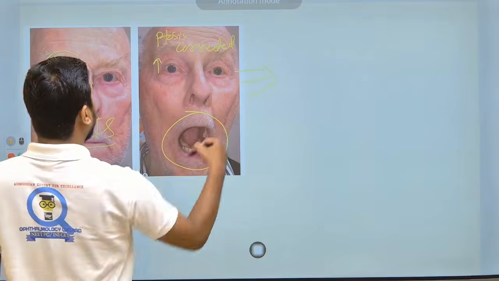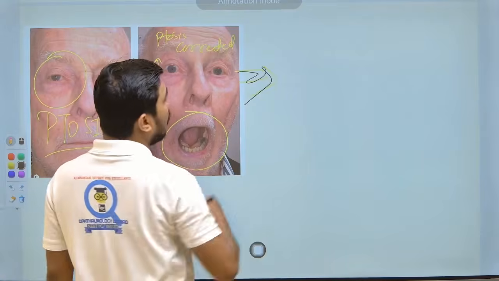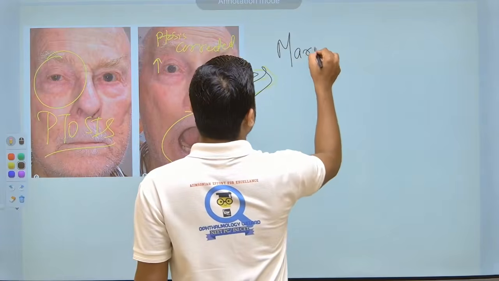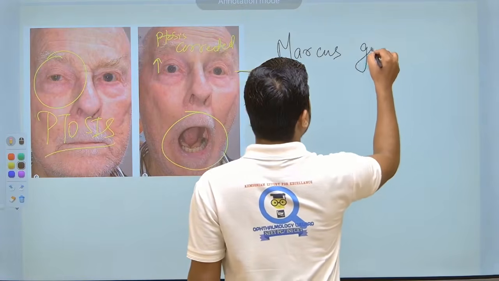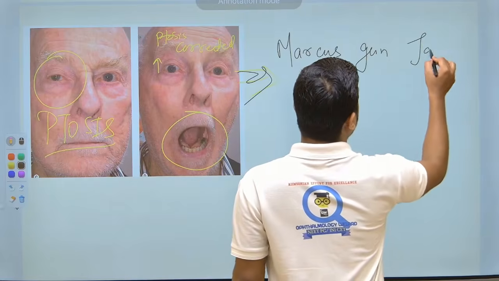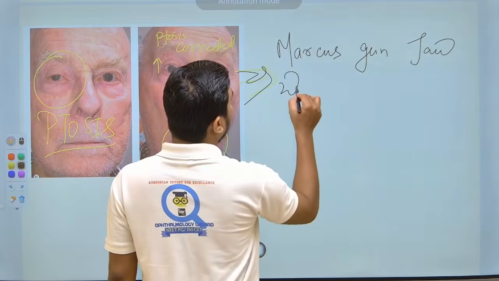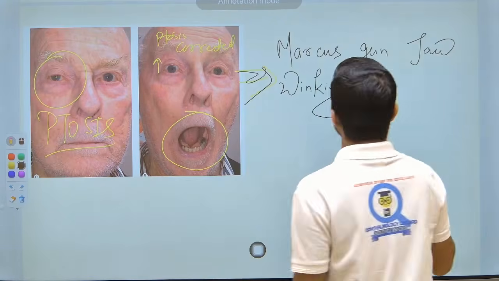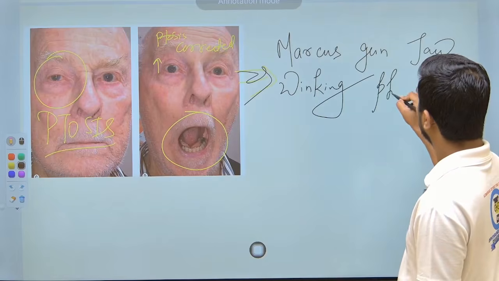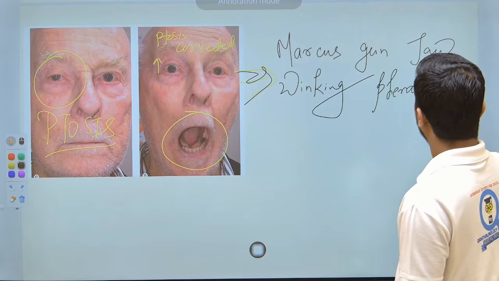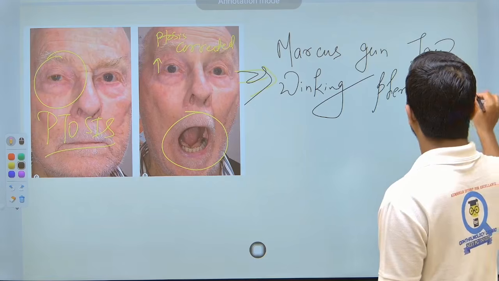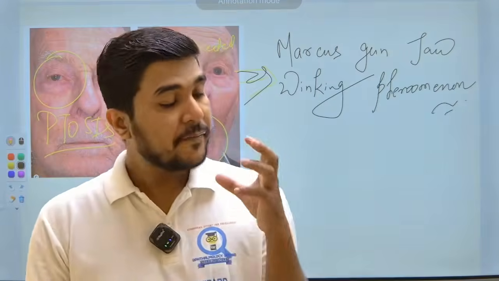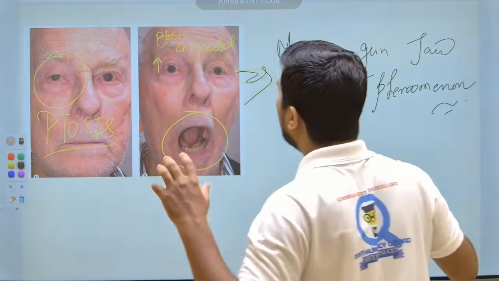What is this phenomena called? This phenomena is known as Marcus-Gunn jaw winking phenomena. This is called Marcus-Gunn jaw winking phenomena. Understood? If I am telling you that this is the Marcus-Gunn jaw winking phenomena, why is this happening?